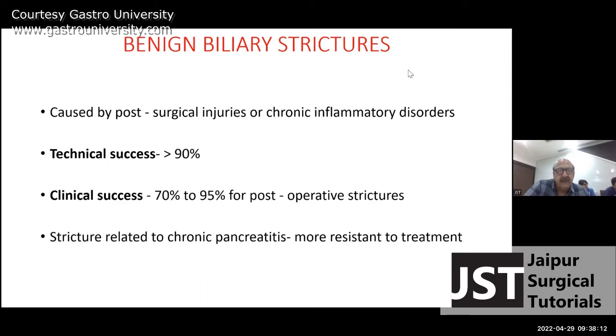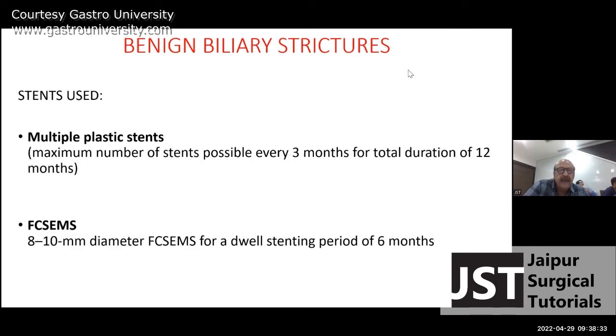Benign biliary strictures are caused by post-surgical injury or chronic inflammatory states. Technical success is more than 90%. Clinical success is 70 to 95% in post-operative strictures. Strictures related to chronic pancreatitis are more resistant to treatment because of ongoing inflammation from the primary disease. With multiple stents, we push as many stents as possible into the biliary tree at the first go, and we exchange these stents at 3-month intervals for 12 months.